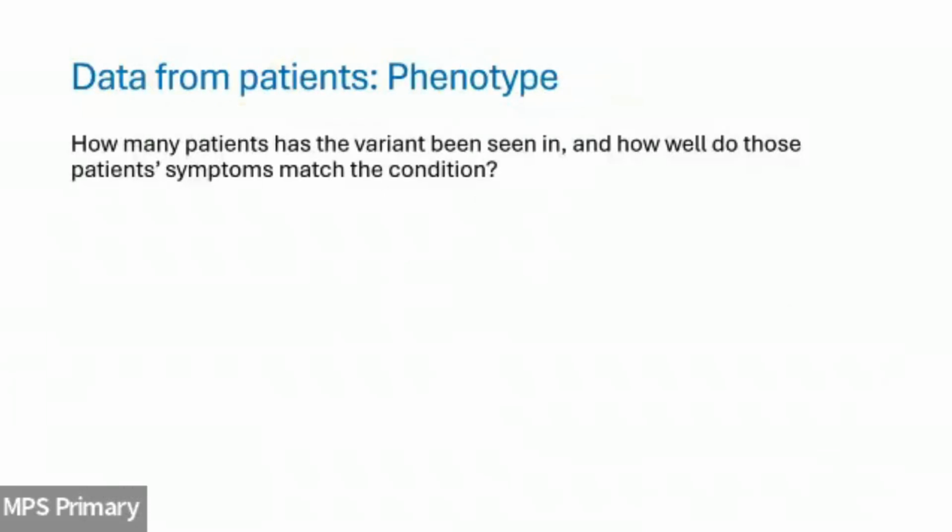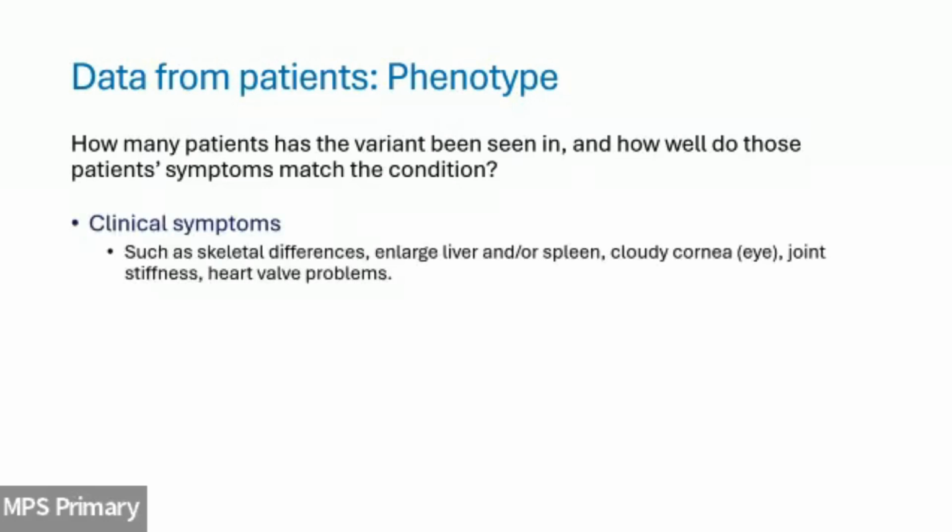But circling back to you all is data from patients, which is really critical, as Caitlin had already mentioned, in helping us with these variant classifications. So when we're classifying a variant and it's been found in a person, we want to know what symptoms did that person have? How closely do they match the condition that we are interpreting this variant for? And how many patients has this variant been seen in? So some of the things we think about are clinical symptoms, for example. How closely do the symptoms match MPS 1 or what we would consider for MPS 1?